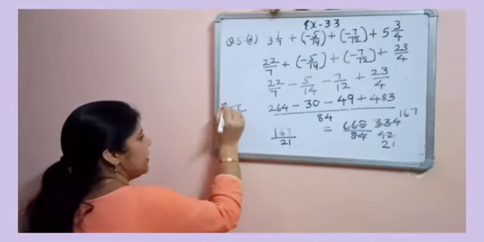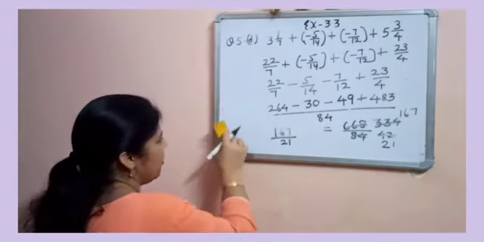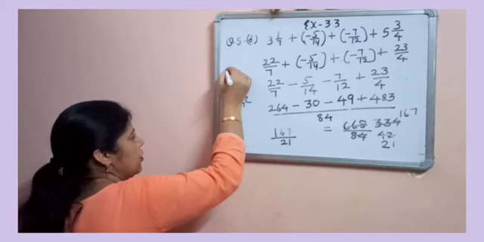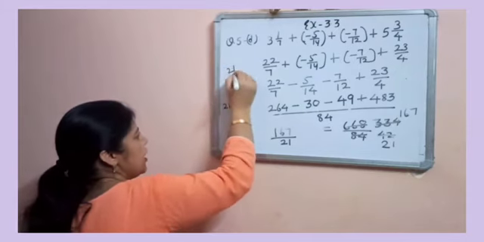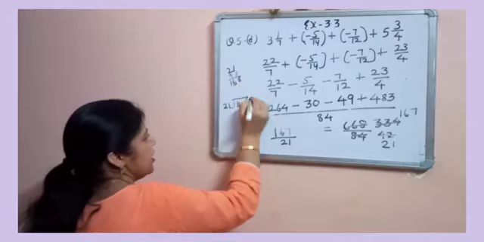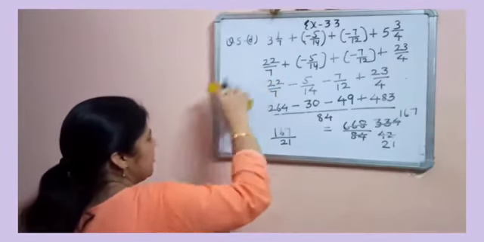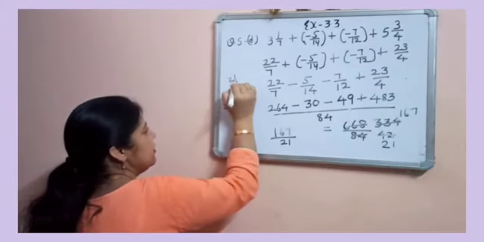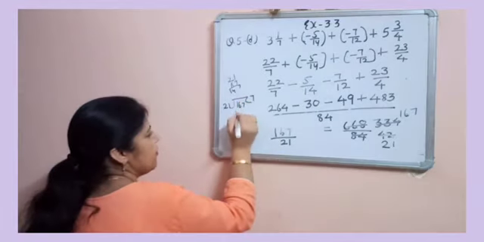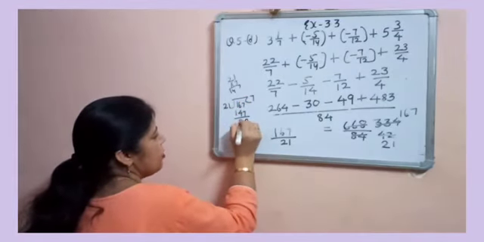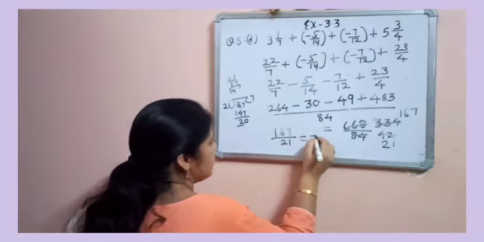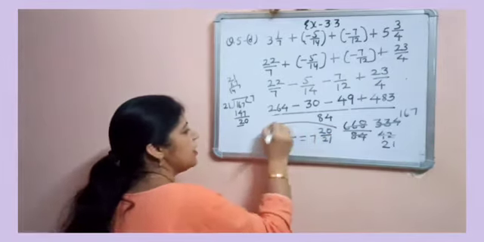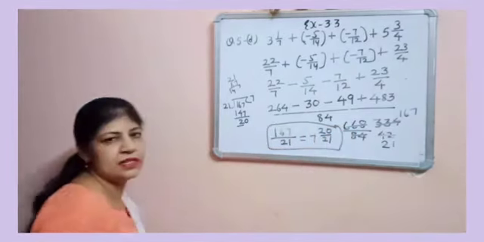Divide 167 by 21. Okay. So first check for 8. Yes, it is not divisible by 8 because 168 is greater than 167. Now check for 7. Yes. 147. Now you will get 7 and 20 by 21. This will be your answer.